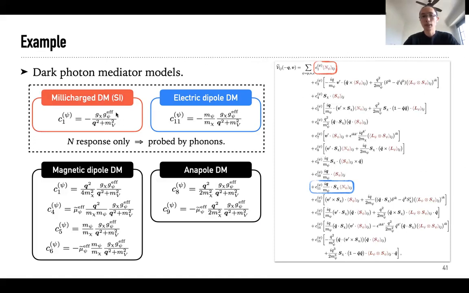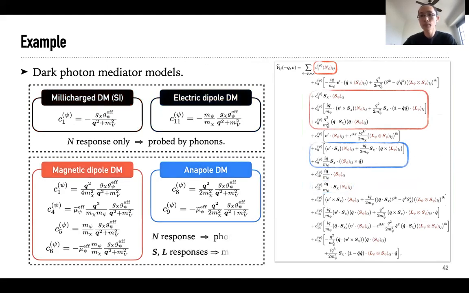So for the SI and electric dipole models, we see that these terms involve just the coupling to the particle number. So these can give rise to phonon excitation, but not magnon excitation. Also, we can notice that the C11 is accompanied by 1 power of the momentum transfer. So we expect the rate to be correspondingly suppressed. For the other 2 models, we see there are more operators generated. So we have to look at more terms in this equation.